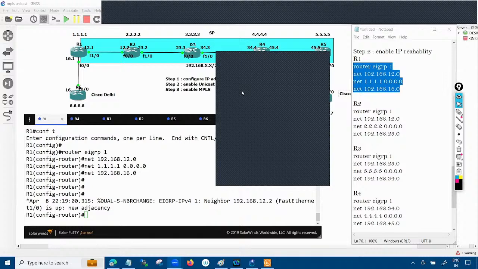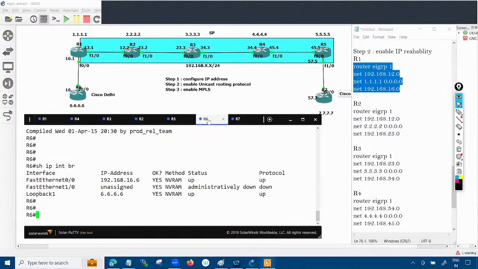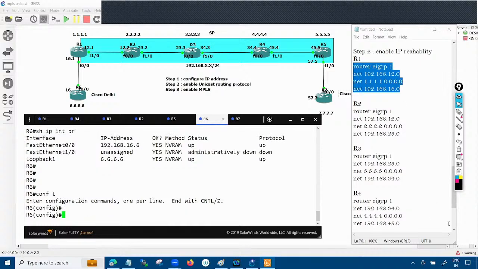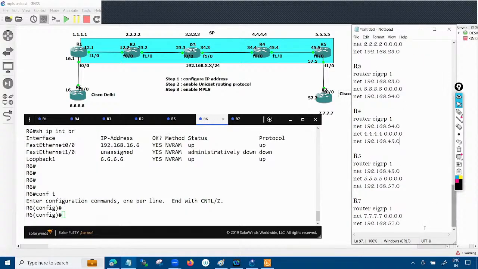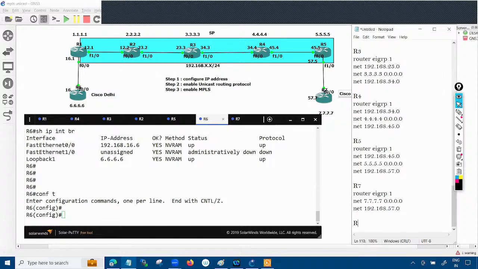Hey, so the reason that I put the 0 wildcard mask is to advertise only single IP addresses. Okay, so router 1, router 2. If you see router 6, I just advertised a single IP address, so that's why I put this. You understood, right?